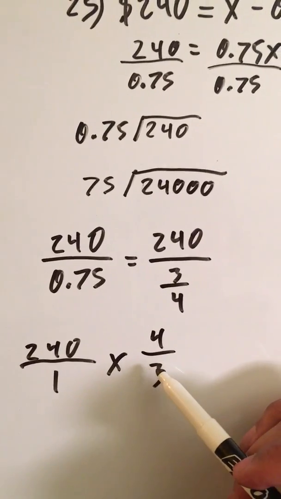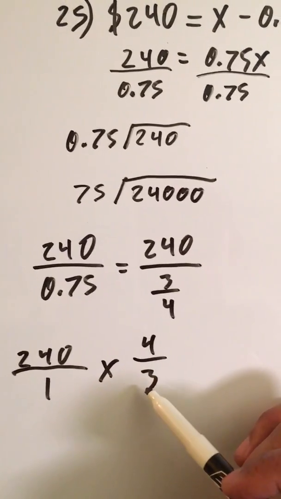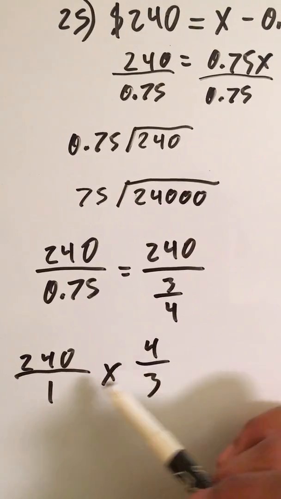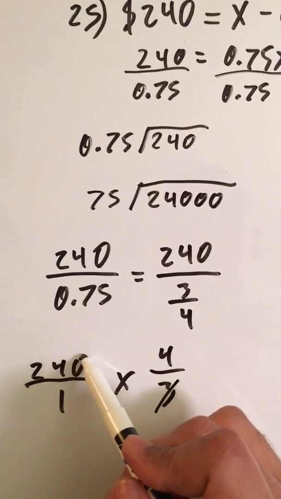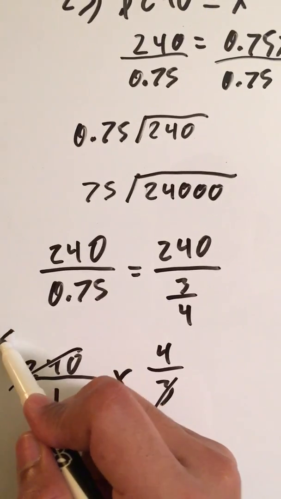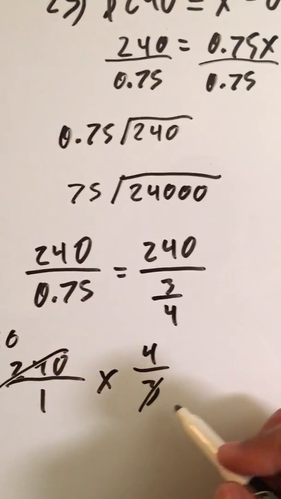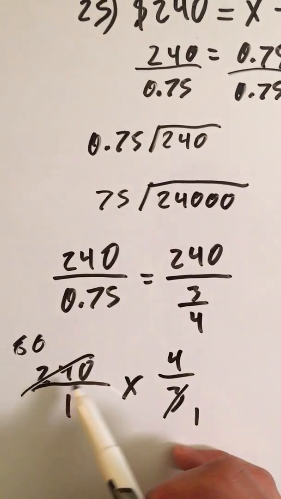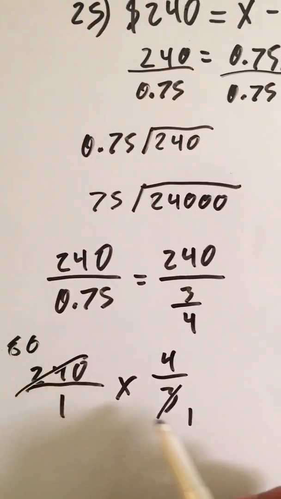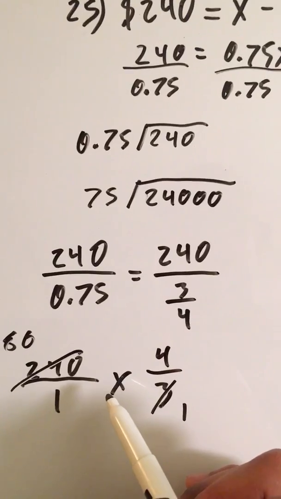And when you look at this, you think, how can you reduce the fraction? Well, you know that 8 times 3 is 24. So you see 3 goes into 240 80 times. Or 80 times 3 would be 240, the same way 8 times 3 would be 24.